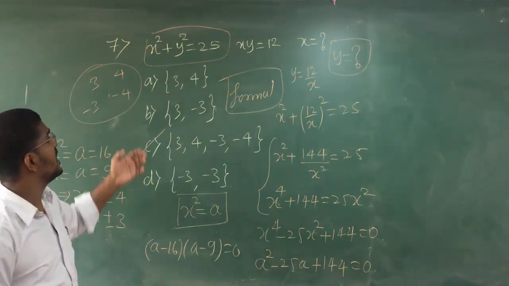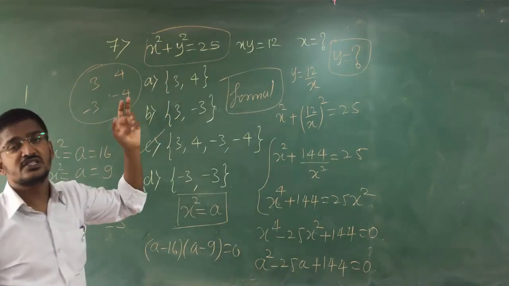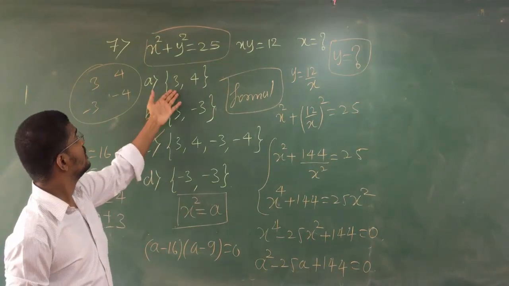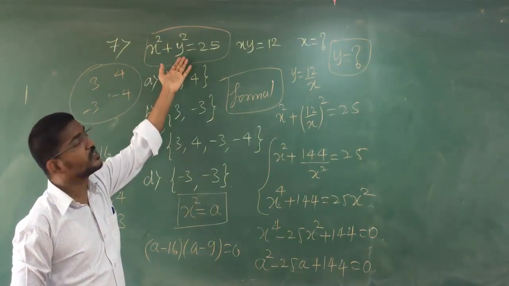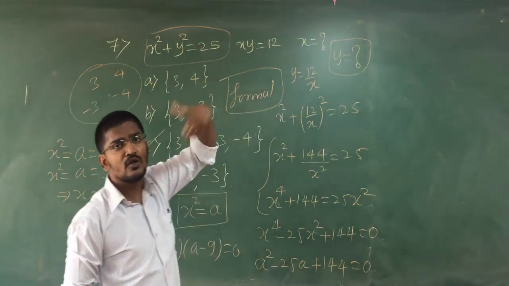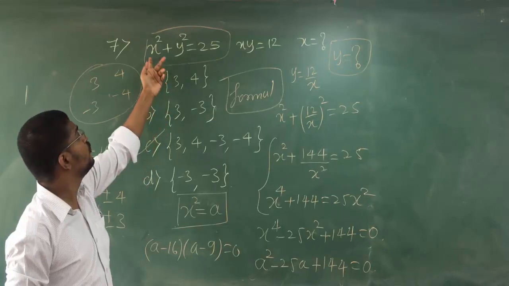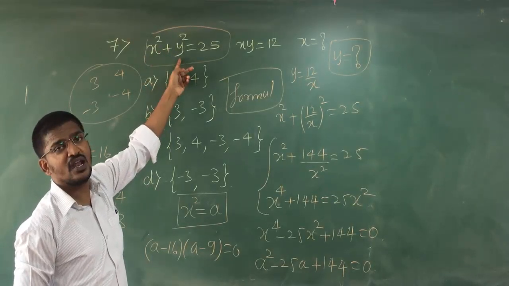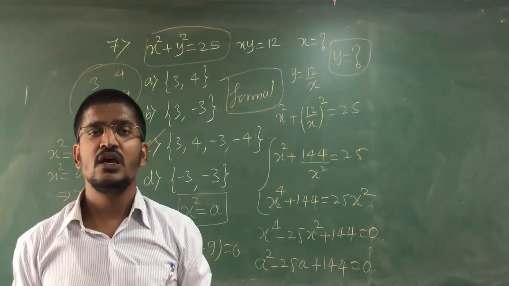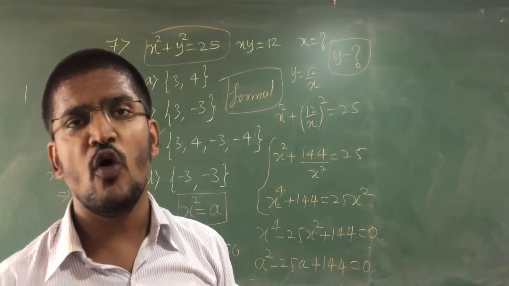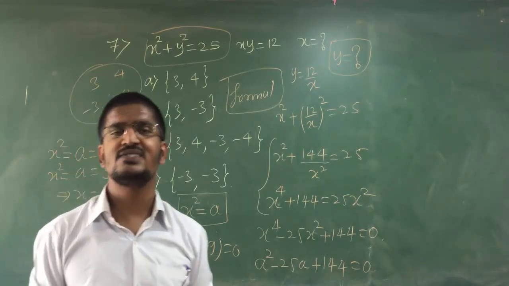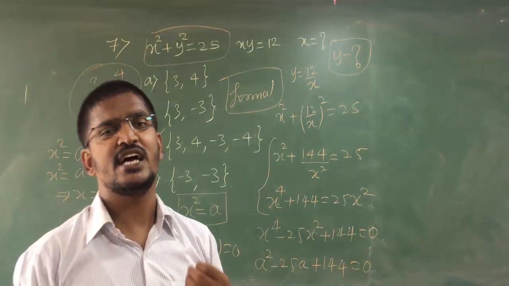In the informal way, as I said, put x value and y value, substitute, check LHS equal to RHS. It is going to be 25 or not. That means 3, 4: 3 square 9, 4 square 16, 9 plus 16, 25. 3, 4: 3 into 4, 12. No problem. Now exchange the terms. 4, 3. 4 square 16, 3 square 9. Minus 4 into minus 3 again 12. So no problem. That means x can be 3, it can be 4, it can be minus 3, it can be minus 4. That means it has 4 choices.